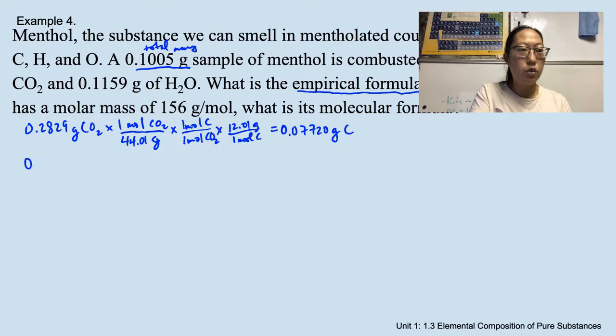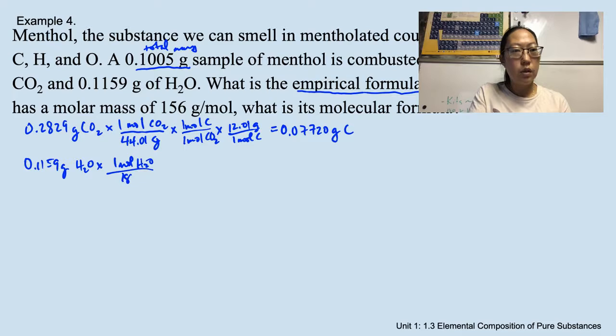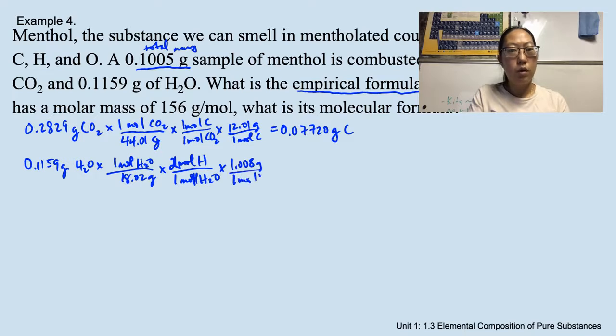Now I'm going to do the same thing with my H2O. 59 grams H2O, 1 mole H2O is 18.02 grams times 1 mole. Sorry, we're getting 2 moles H for every 1 mole H2O. Okay, and then times 1.008 grams for 1 mole H. Okay, so let's multiply this out. Divided by, times 2 times 8. And I'm getting 0.0129. Let's say we'll just carry a couple extra digits of hydrogen.